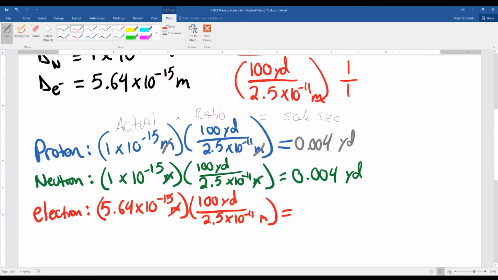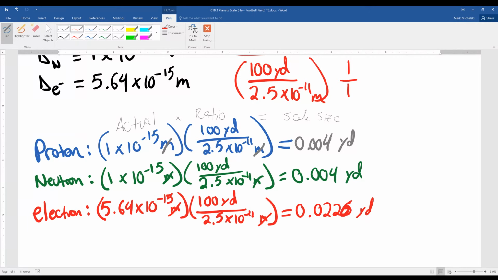Again, my units of meters cancel, so I'll end up with yards as my answer. And for this, I get 0.0225 yards. And I think you might even get a 6 at the end there, so maybe we can round that to a 6. Okay. But somewhere in that range, I think will be okay. Now, I have these values. What does this mean?